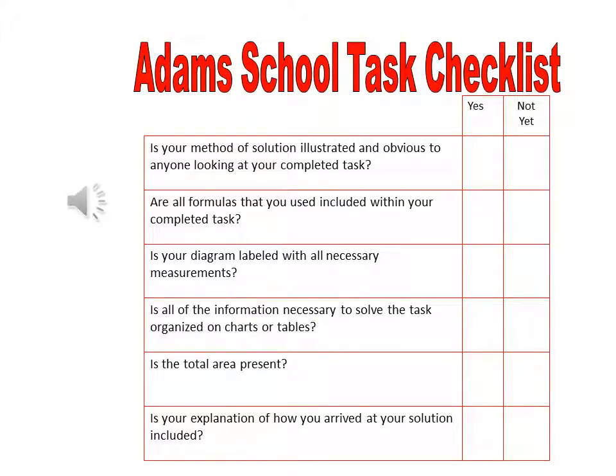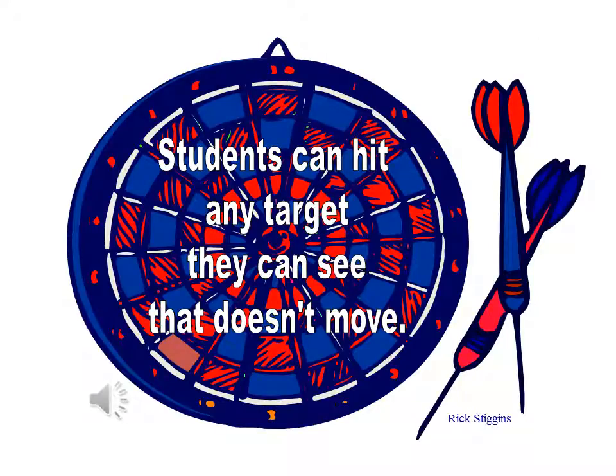Here's just another example of a checklist with the yes and not yet component. I used this slide earlier, and again, I really like this. A student can hit any target they can see and that doesn't move. That's what a rubric is. It's the target that students can see and use to get a good quality project or task done.